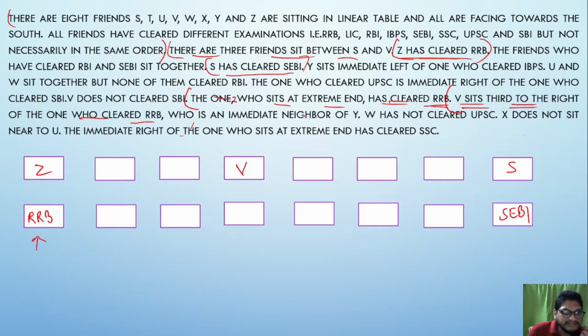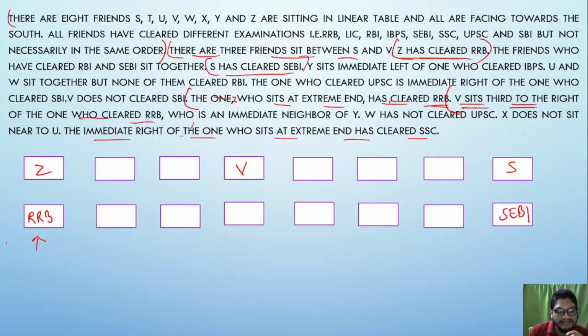Any other line? X does not sit near to you. The immediate right of the person who sits at an extreme end has cleared SSC. Okay. So is it talking about this end? It is talking about the person who is sitting at the end, and the person to the immediate right of the one who is sitting at the end has cleared SSC. So is it talking about this end? No. The immediate right will take you out of the box. So which end is it talking about? It is talking about the left end.